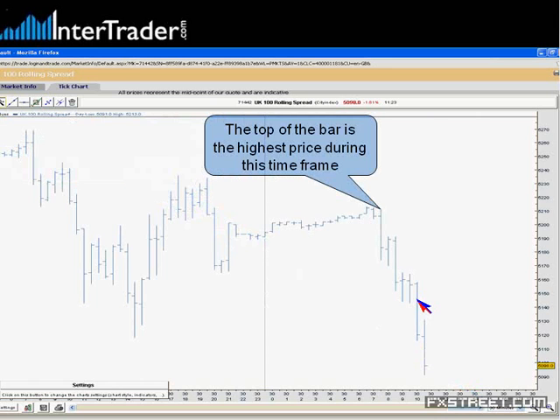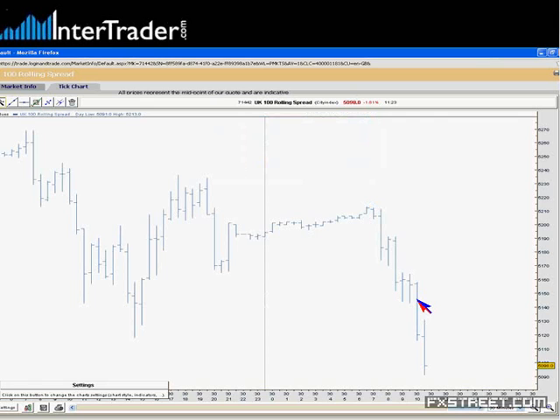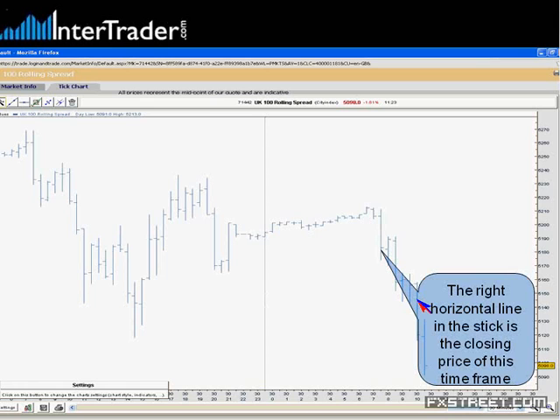So we look at the bars and we can hover over the top, and we can see that the top of the bar is the highest price traded during this time frame. The bottom of the bar is the lowest price traded in the time frame. The horizontal line that sticks out from the left is the opening price, and the one on the right-hand side shows us the closing price.